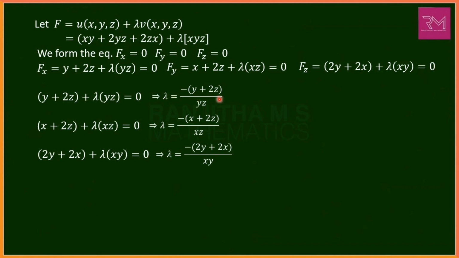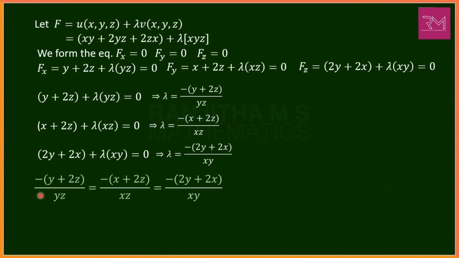Here lambda is minus (y plus 2z) by yz. Here lambda is minus (x plus 2z) by xz. Here lambda is minus (2y plus 2x) divided by xy. Hence we can conclude all these three values are equal.